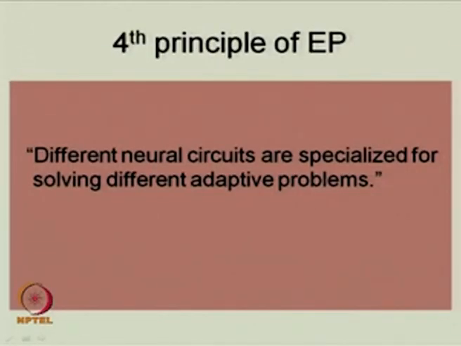Next, the fourth principle of evolutionary psychology we saw was this: different neural circuits are specialized for solving different adaptive problems. And we had discussed this. We had said that as in engineering, an all-purpose machine is no good. For instance, a hammer cannot do the job of a saw. Okay, like in the human body, there are various organs devoted to different kinds of specialization. For instance, the liver is devoted to detoxification, then the lungs for respiration, the heart for pumping blood, etc.